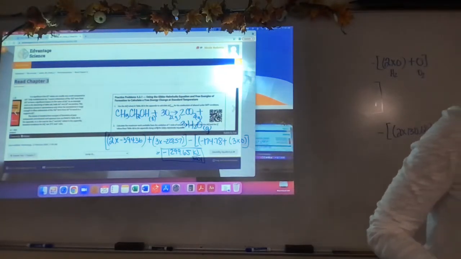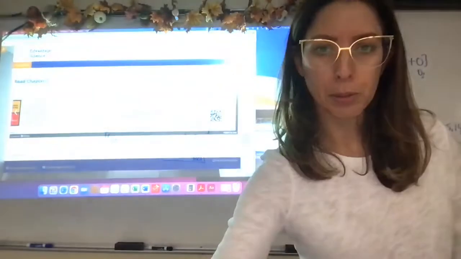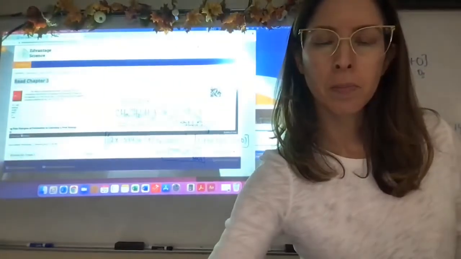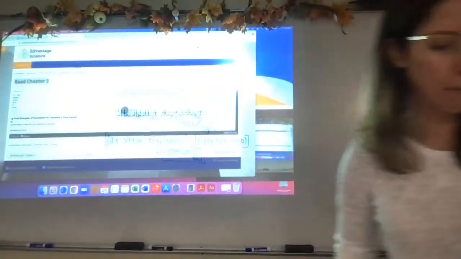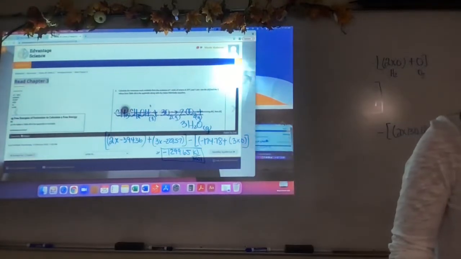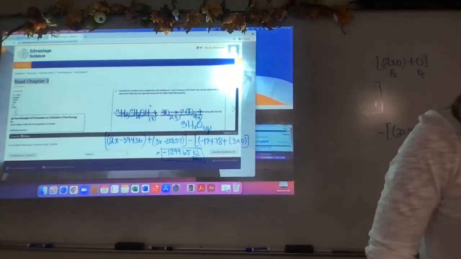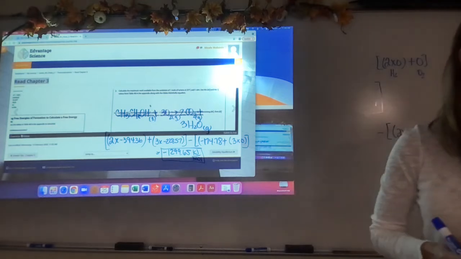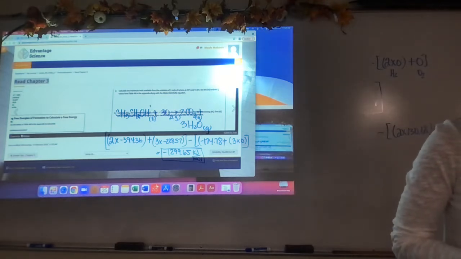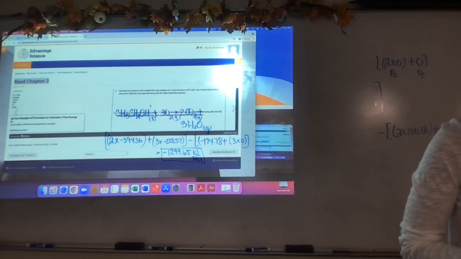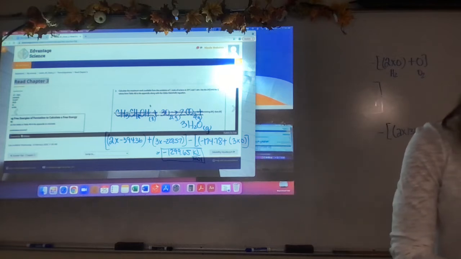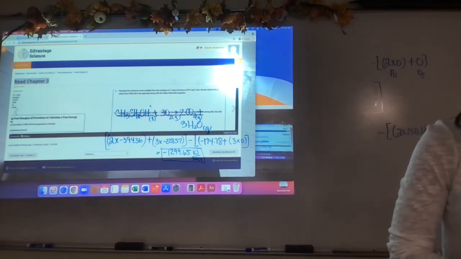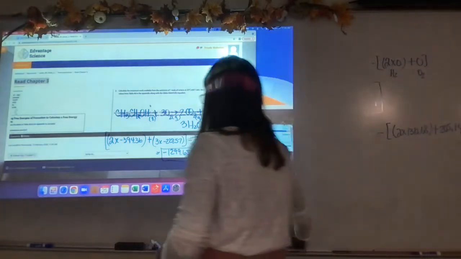All right, now let's take a look at question number 2. Question number 2 says calculate the maximum work available from the oxidation of 1 mole of octane at 25 degrees Celsius in 1 atmosphere. Use the delta H and the standard entropy values from table A8 in the appendix, along with the Gibbs-Helmholtz equation.